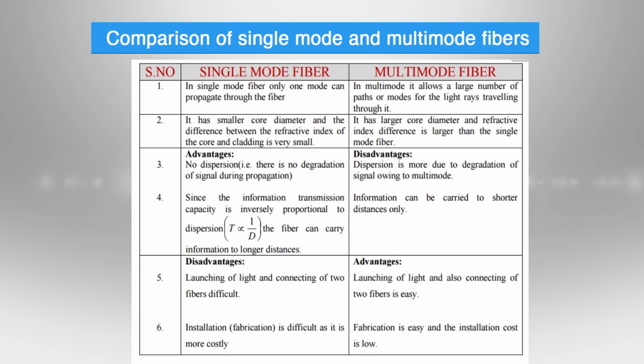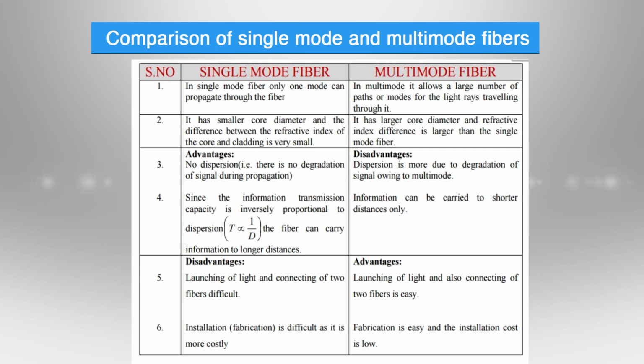If we compare the distance of both the fibers, then single mode fibers are suitable for long distance communication up to hundreds of kilometers or more without amplification, whereas multi-mode fibers are suitable for short distance communication approximately up to 2 kilometers. If we compare the light sources of both the fibers, then single mode fiber uses laser diodes, whereas multi-mode fibers use light emitting diodes, LEDs.